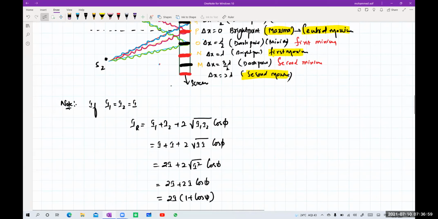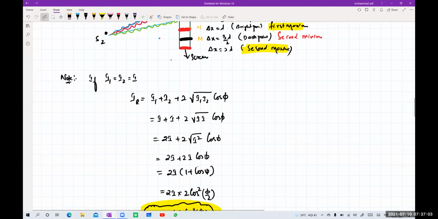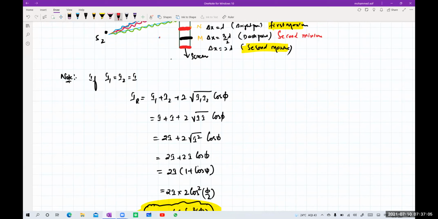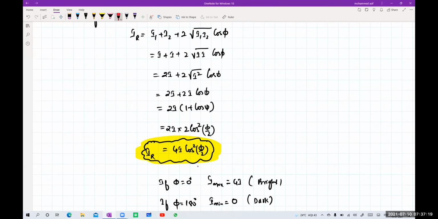Clear? If intensity is the same, beta, I told you already the formula. You take I1 is I, I2 is also I, so I1 into I2 is I square, and root of I square will become I. So 2I becomes common, it is 1 plus cos theta, so it is 2 into 2 cos square theta by 2. Theta is here nothing but phi. So it is 4I into cos square phi by 2. So the resultant intensity, when both waves have the same intensity, is given by the formula 4I cos square phi by 2.